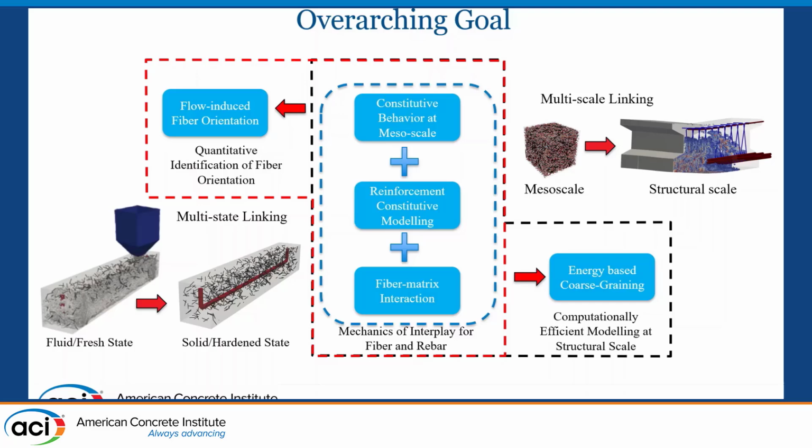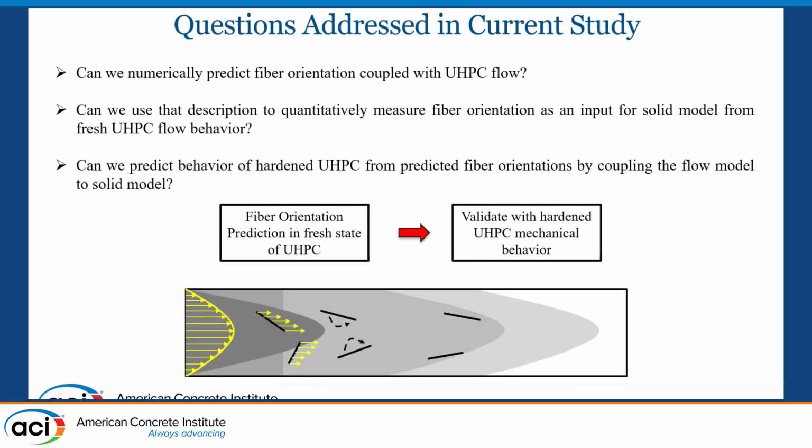So I use a mesoscale model, which I will be briefly describing in this presentation. The questions I'm typically trying to ask: if I want to get fiber orientation in UHPC, what is the quantification of that fiber orientation? If I can quantify that, how does that impact the tensile strength? If I say it is oriented, how much oriented is that? What is the degree of orientation?